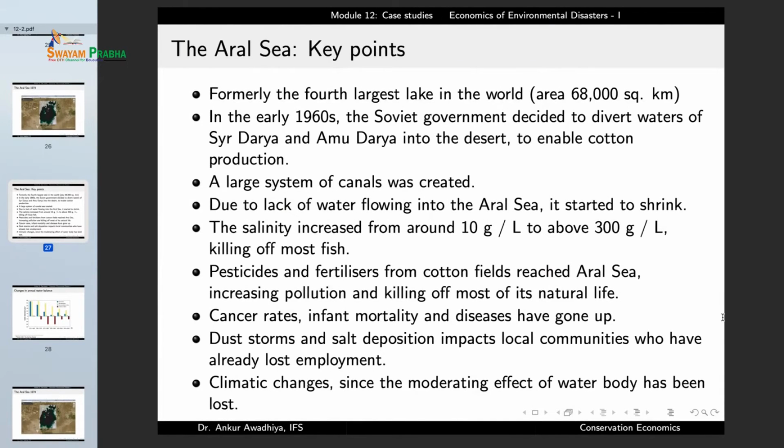Then, cancer rates, infant mortality, and diseases in humans have gone up. Now, remember that the sea was one of the largest lakes and it was a very beautiful tourist location. There were a number of resorts, and a number of people who were fishing. When the sea starts to shrink and becomes more and more contaminated, the surrounding fresh water that people are using also gets contaminated, because all those pesticides and fertilizers that are getting drained into the sea will also reach the groundwater level. And so we start to observe a number of health problems in the humans in the surrounding area, which had a very substantial population.